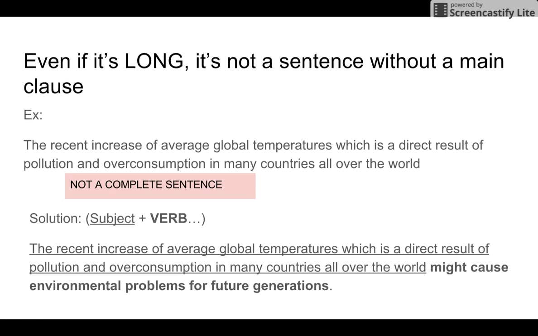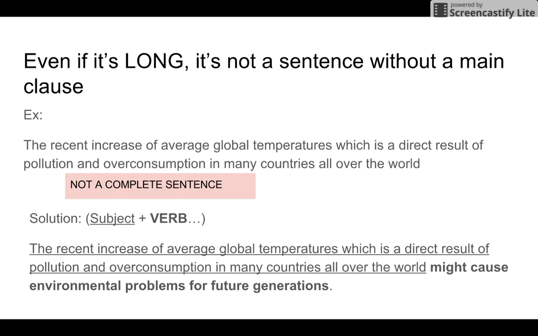So the solution, you need a verb after this long subject. The recent increase of average global temperatures, which is a direct result of pollution and overconsumption in many countries all over the world, might cause environmental problems for the future. Or whatever you want, but you have to have another verb. You have to have a main clause verb for this really long subject.